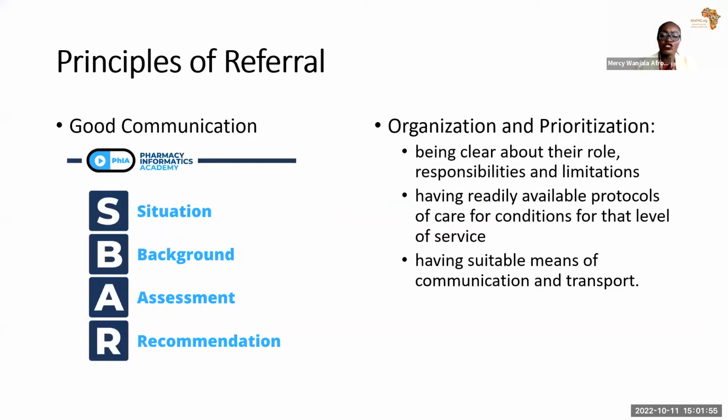What are some of the other principles that you have to consider? One, organization and prioritization. Please, everyone in the system, from the person doing the referral to the person receiving the referral, you have to be very clear about what your role is, what your responsibilities are, and what your limitations are. And you have to have protocols of care and conditions for that level of service. Whenever we receive a referral, there's a referral protocol, because a patient who comes by referral and a patient who is within your facility should be under different protocols until that patient is received into your facility. And you always have to have a suitable means of communication and also transport.